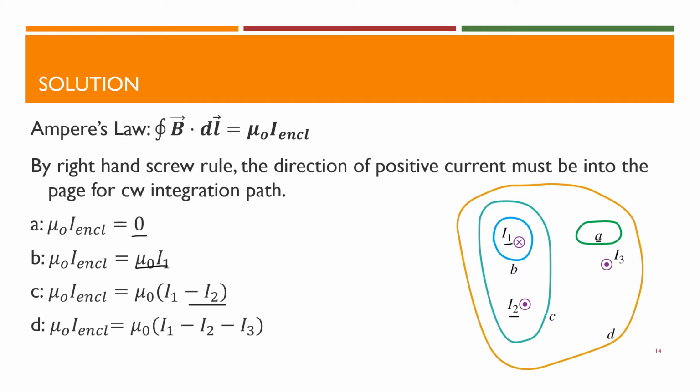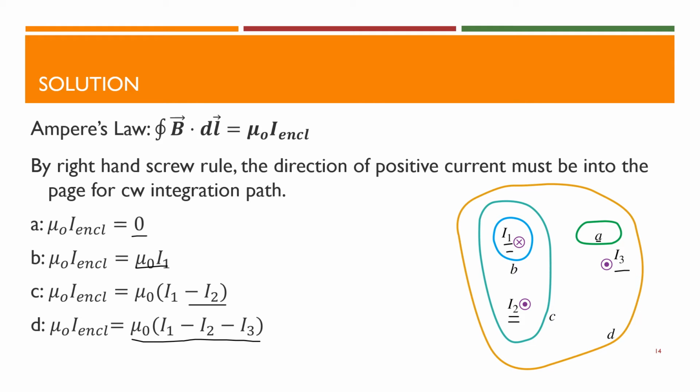Okay. Finally, we have path D, which now encloses I1, I2, and I3. So I2 and I3 here now point out of the page, which is the direction of the negative current when we have a clockwise integration path. So the line integral has this expression right here.